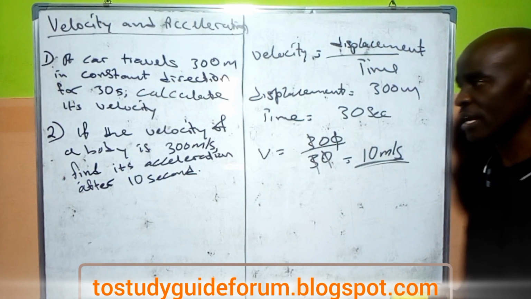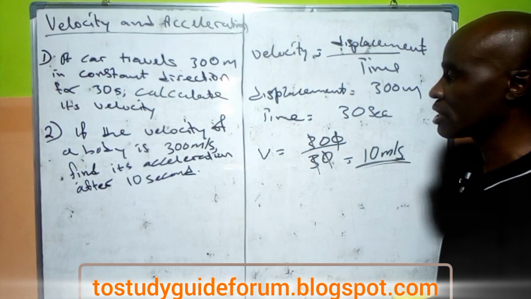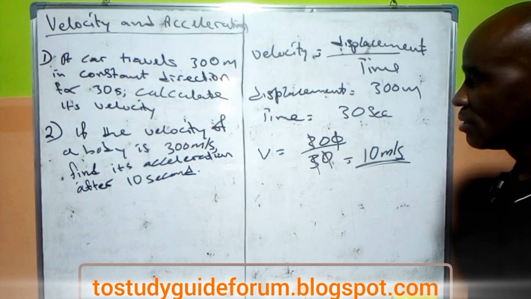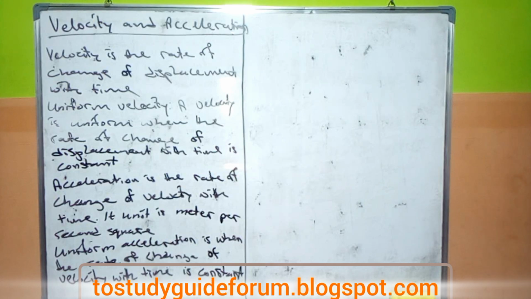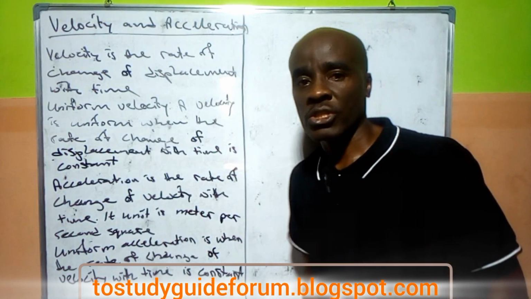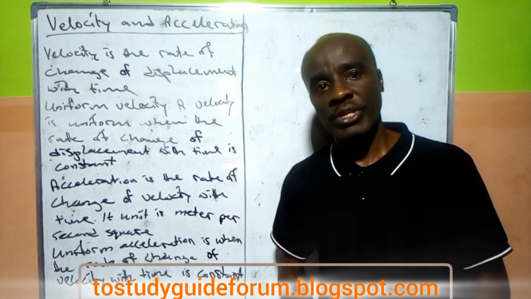The second one says that if the velocity of the body is 300 meters per second, 200 meters per second. Today we'll be looking at velocity and acceleration. That's what we'll be talking about today.